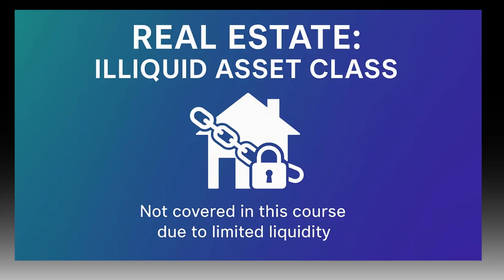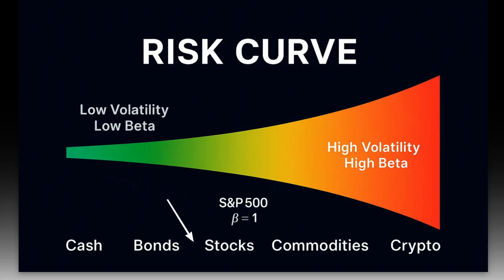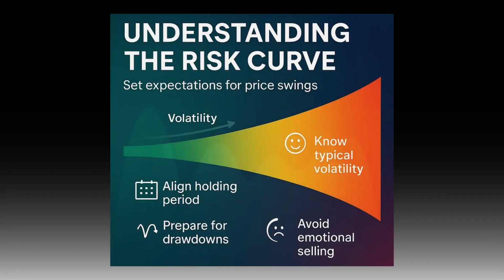Now, you might be wondering about real estate. Real estate's not a liquid asset class, so we're not including it in this course. But to give you a better understanding, it would fit somewhere between stocks and bonds. Remember, the risk curve is about price fluctuations.